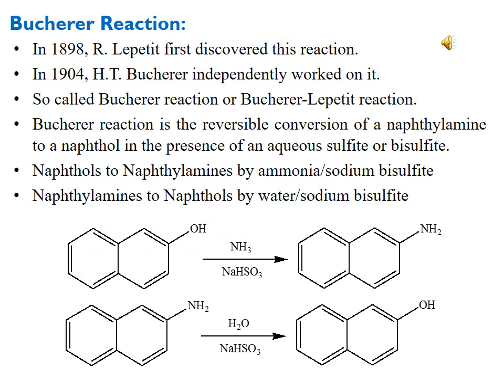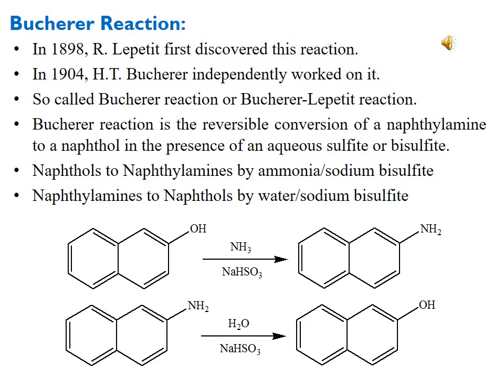In 1898, Lepetit was the first to discover this reaction, but he didn't explain it in a broad or deep way. But in 1904, Bucherer independently worked on this reaction and completely described the mechanism, the formation, and the conditions of this reaction, from naphthol to naphthylamine and then back from naphthylamine to naphthol. So this reaction is known as the Bucherer reaction, or sometimes the Bucherer-Lepetit reaction, but generally it is known as the Bucherer reaction.